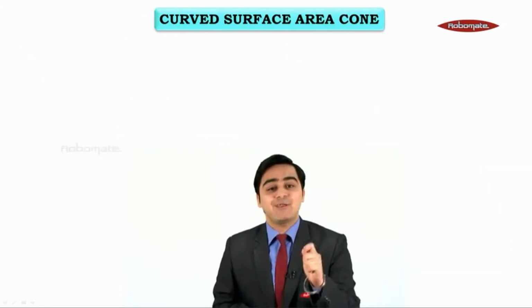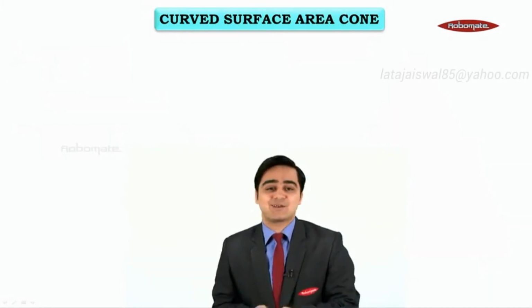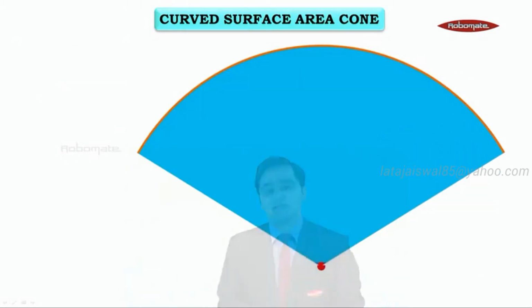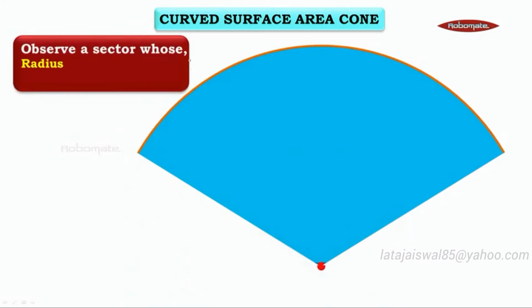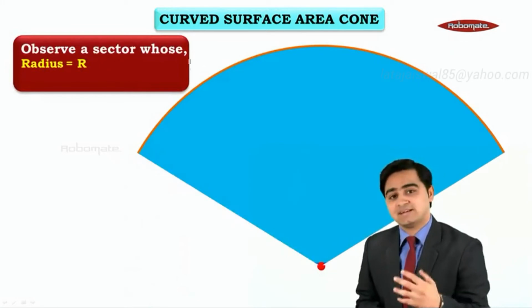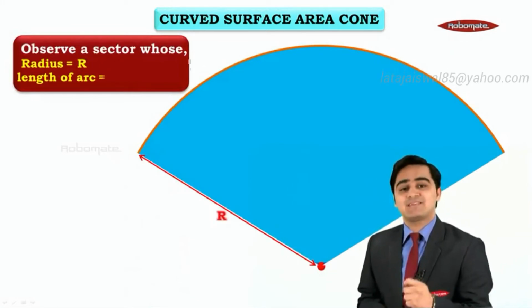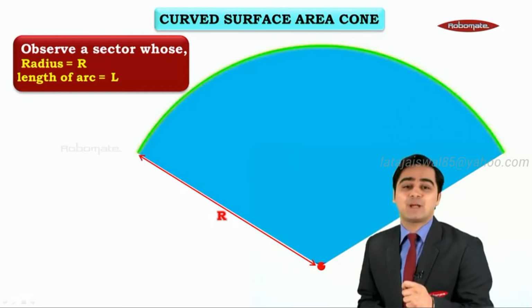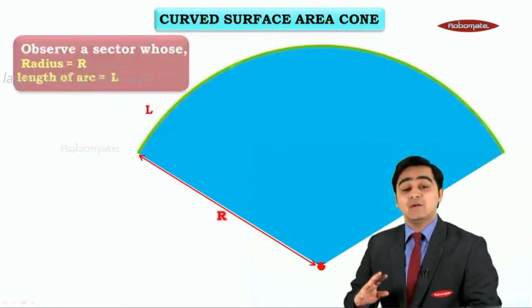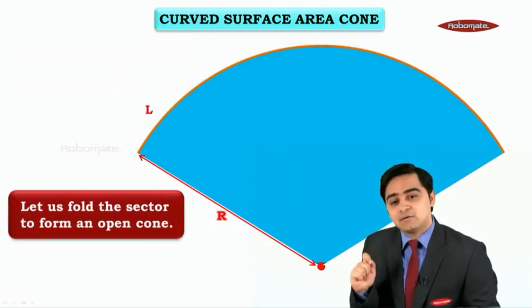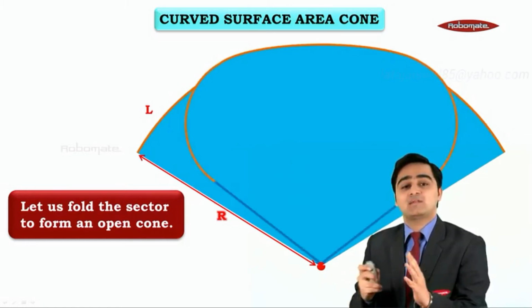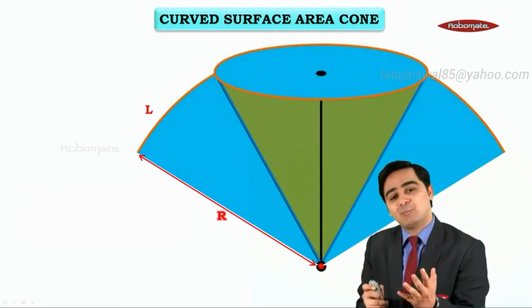Let's proceed further and now let us understand some formulae related to a right circular cone. Let's start with the curved surface area of a cone. Observe on the screen. We have a sector whose radius is equal to capital R. Its length of arc is equal to capital L. Now let us fold this sector to form an open cone. So observe, we have folded the sector to form an open cone.